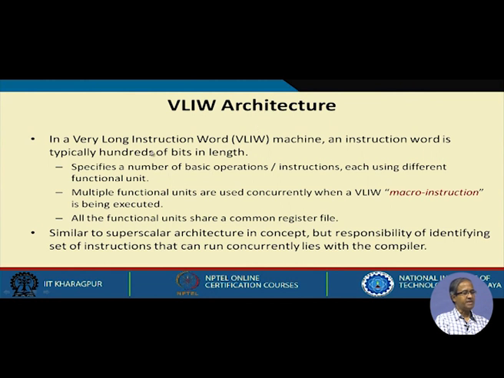Now, VLIW, as I said, the instruction word is made much wider, meaning an instruction word can store several instructions together. Several instructions together is referred to as a macro instruction, maybe 2 or 4 like that. Similarly, there are several functional units, and the compiler will be generating these macro instructions, trying to group the instructions together. The responsibility of identifying the set of instructions that can run concurrently lies with the compiler.